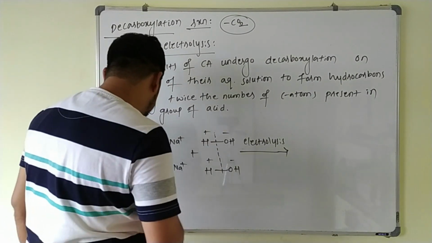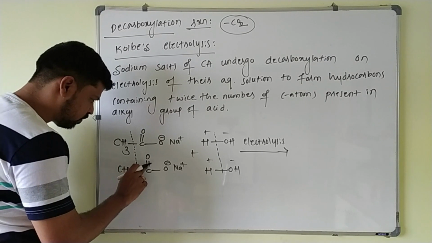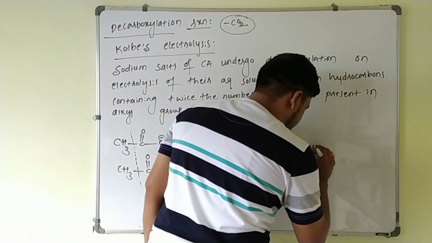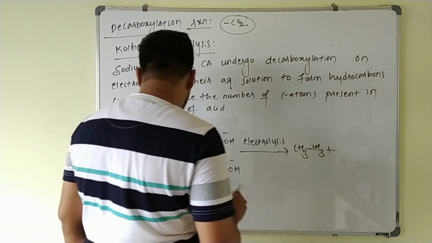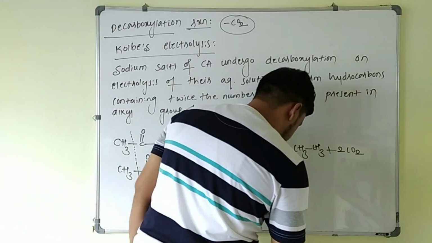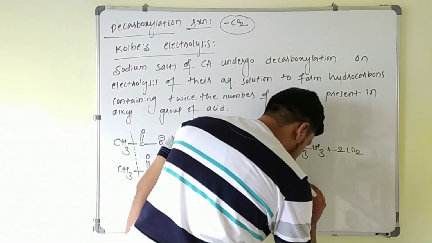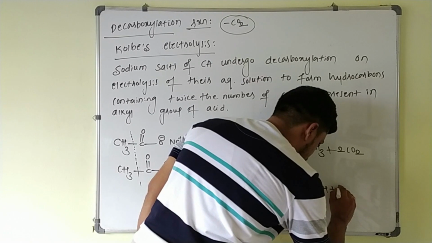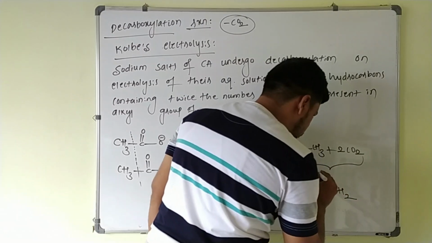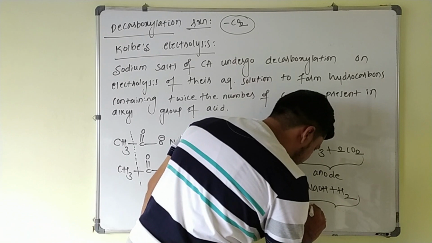So what you will get here? This is your ethane, CH3-CH3, plus you will get 2 moles of CO2, plus you will get 2 moles of NaOH, plus you will get H2 here. In this one, this alkane and CO2, these are obtained at the anode, and the base and H2 is obtained at the cathode here.